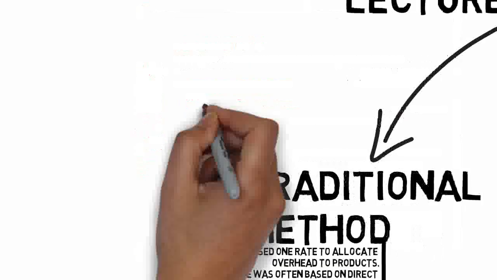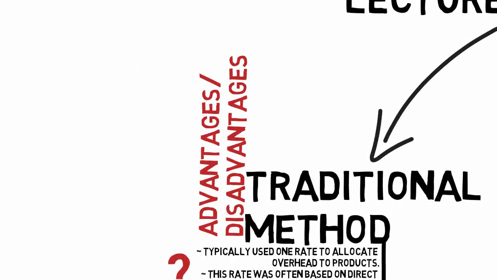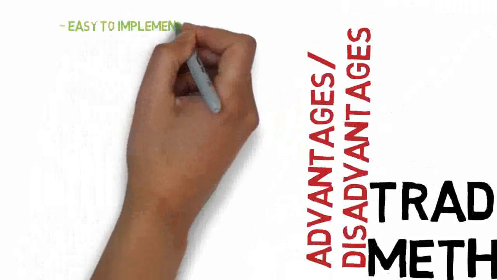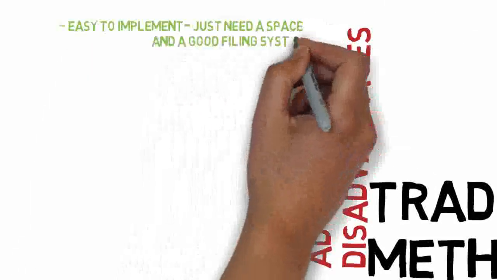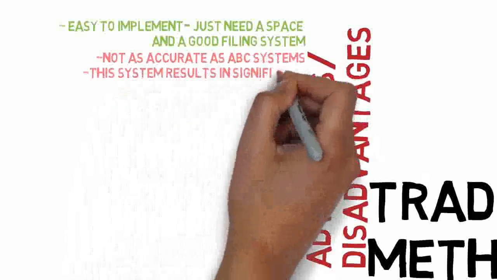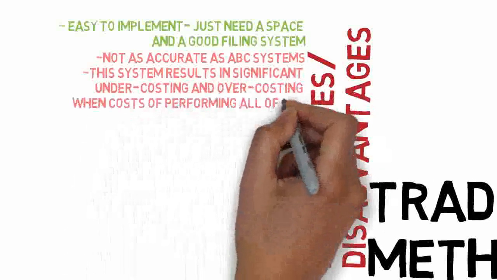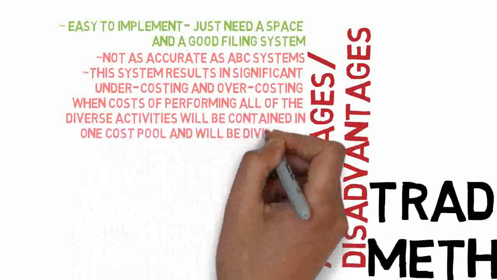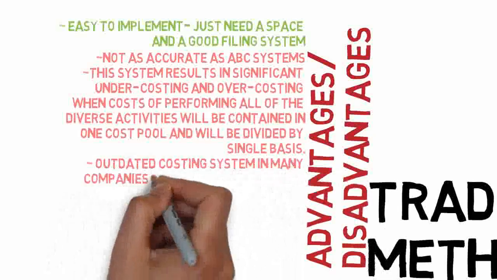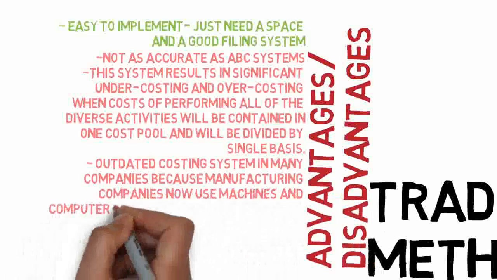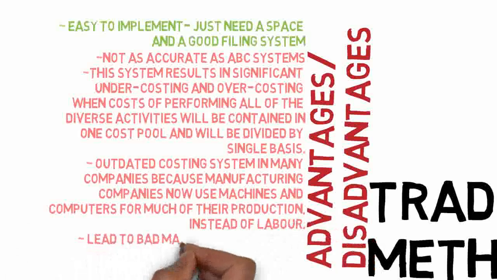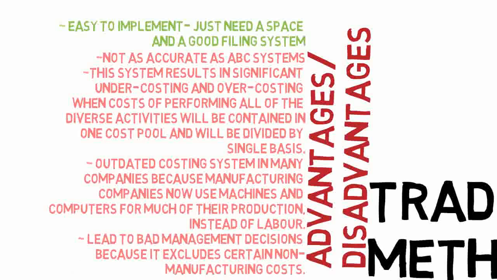Now, let's learn the advantages and disadvantages of the traditional method. The traditional method is easy to implement, just need a space and a good filing system. For disadvantage, it is not as accurate as ABC systems. This system results in significant undercosting and overcosting, when costs of performing all of the diverse activities are contained in one cost pool, and divided by a single base. The traditional method is an outdated costing system in many companies, because manufacturing companies now use machines and computers for much of their production, instead of labor. It also leads to bad management decisions because it excludes certain non-manufacturing costs.